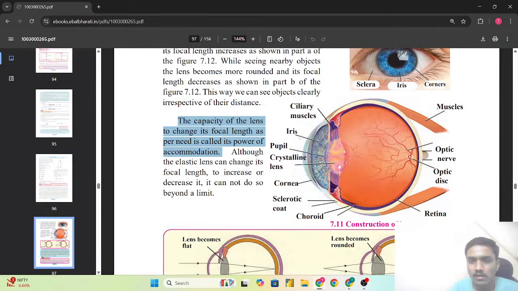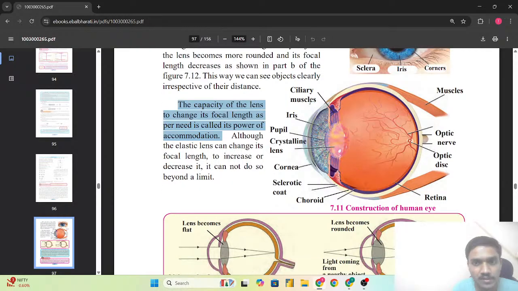So here we are given the human eye construction. This diagram is definitely asked for 5 marks in the exam. Answer in the following brief. So you have to practice this diagram by drawing 2 to 3 times. As it is easy, by drawing 2 to 3 times by hand, it will become easy for you to remember. Try to remember the names: ciliary muscles, iris, pupil, crystalline lens, cornea, sclerotic coat, choroid, muscles, optic nerve, optic disc, retina.